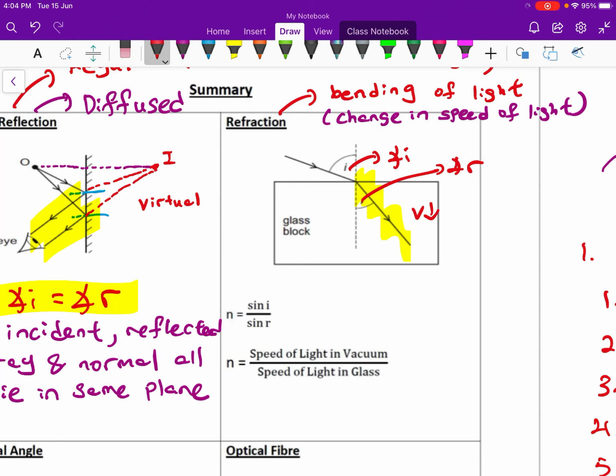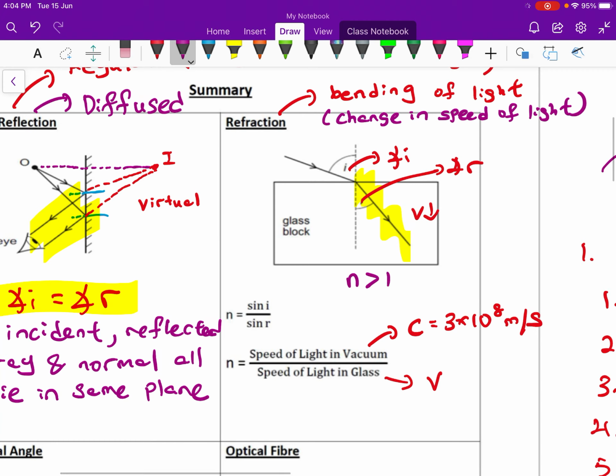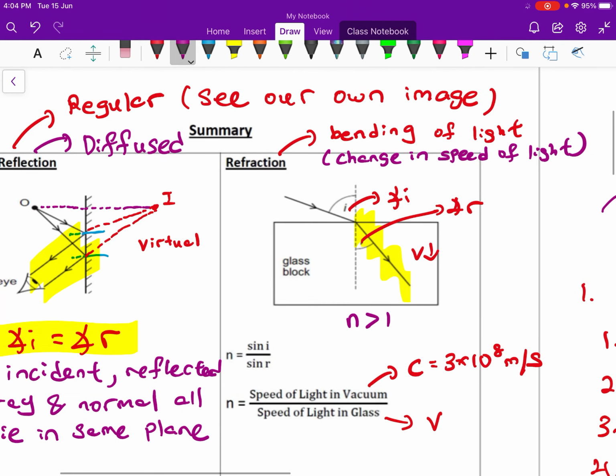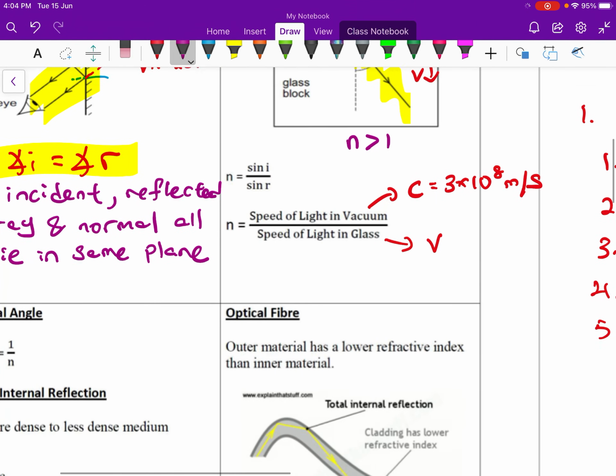The other formula that we can also use to calculate the refractive index of the glass block is speed of light in vacuum divided by the speed of light in glass. Normally the speed of light in vacuum, we call it C. It's a constant, which is equal to 3 times 10 to the power of 8 meters per second. Then of course divided by the speed of light in glass, which is a lower value, V. And for the refractive index, you must always get something bigger than 1. If you get something lesser than 1, it means that there is some calculation mistake. Alright, so this is our refraction.